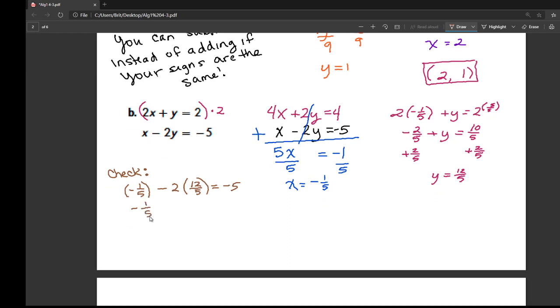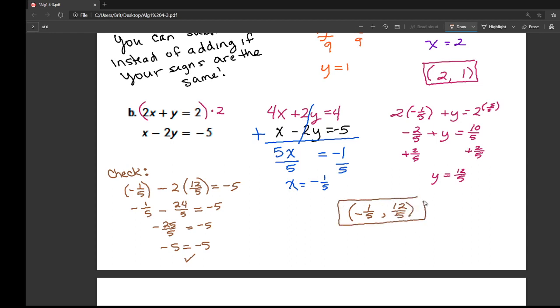So this turns into negative 1/5 minus 2 times 12/5, that's going to be 24/5. So negative 1/5 minus 24/5 is negative 25/5. And if I reduce negative 25/5, I get negative 5. And does negative 5 equal negative 5? Yes. So this is my actual answer. Okay, so I would write it as the ordered pair negative 1/5, 12/5. But it's always important to check if you get kind of strange numbers like this to make sure you're not making any mistakes.